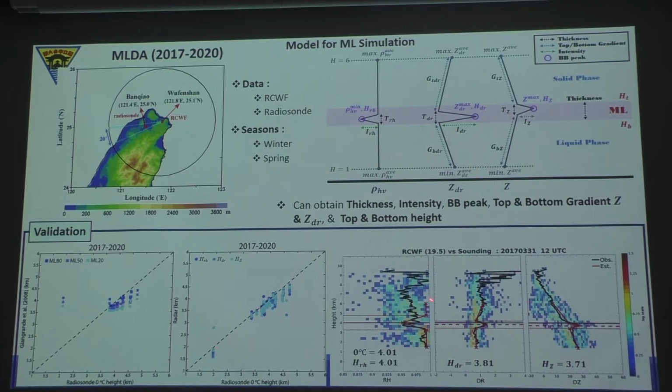On the right is just an example of how our model looks. The black line is the mean value of the profile from the three variables, and the red line represents the fitting model we tried to derive. The peak value represents the location of the bright band.